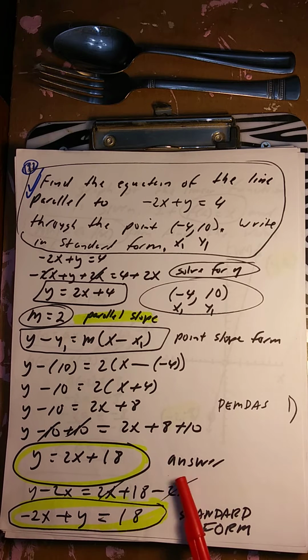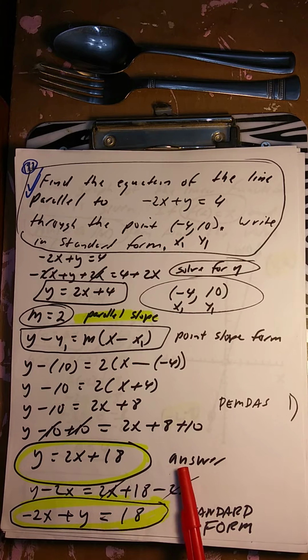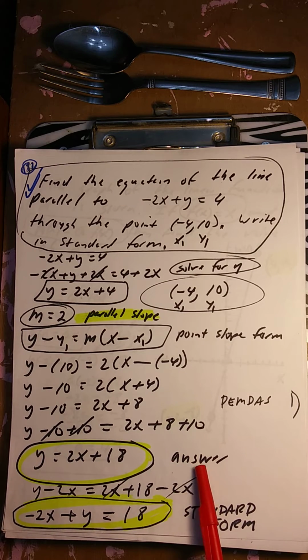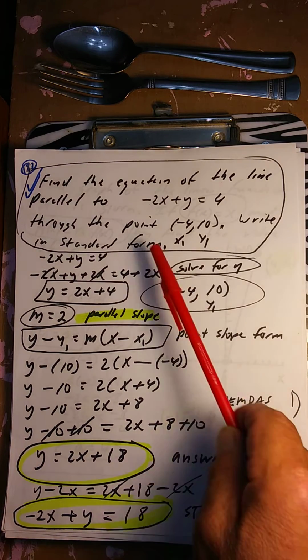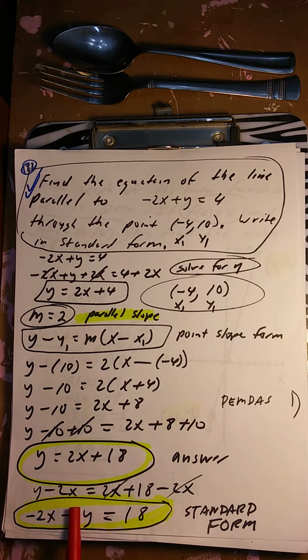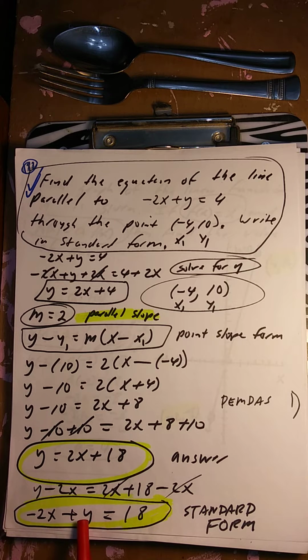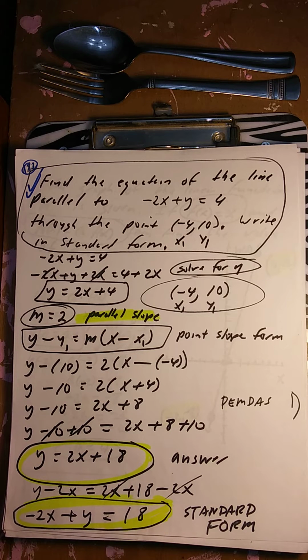But that's slope-intercept form, huh? We don't want that. We want the standard form. All right. So what I do is subtract 2x, subtract 2x. And now we have negative 2x plus y equals 18. There it is. Standard form. That's what they wanted. Okay.